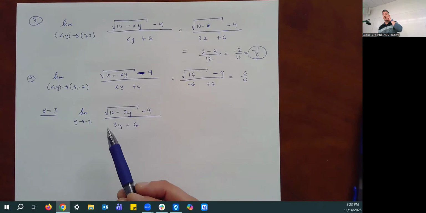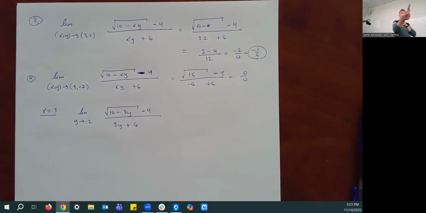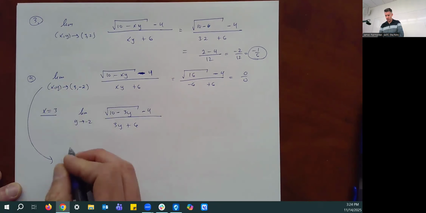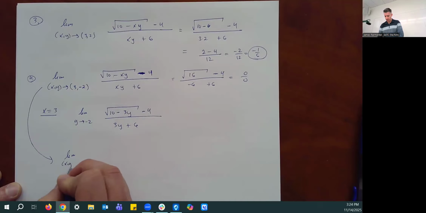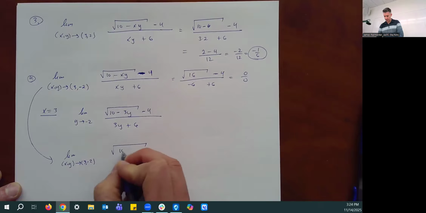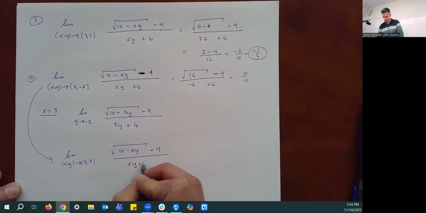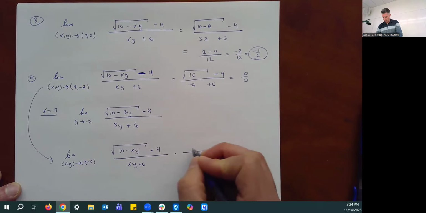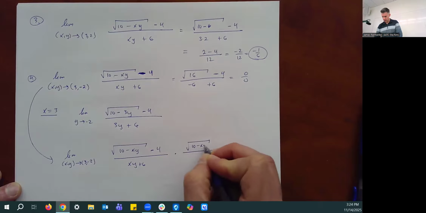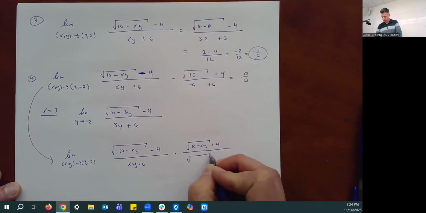You could use L'Hopital's rule here. I wouldn't, but you could. I would prefer just to multiply by the conjugate. But that begs the question, why didn't I do that in the original function? And I can. So what I should think about trying here is to take my original thing, the square root of 10 minus xy, minus 4, over xy plus 6, and multiply by the square root of 10 minus xy plus 4, divided by the same thing.